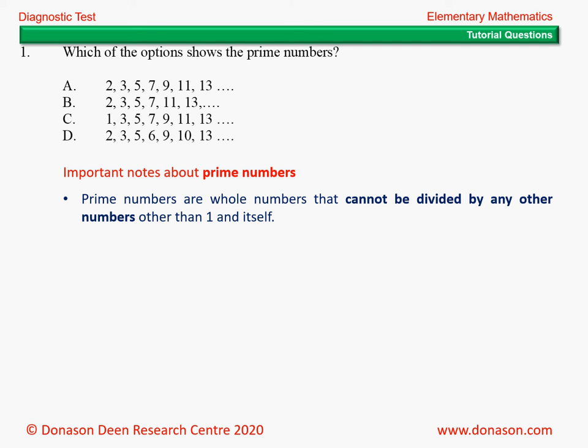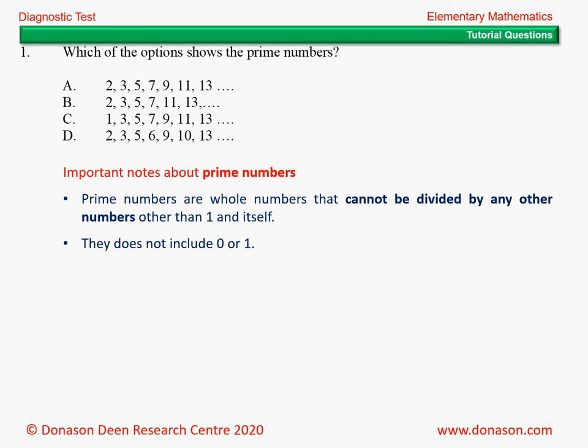But of course, if we go by that definition, 1 as well as 0 also qualifies, by the definition that 1 cannot be divided by any other number except itself. So you must remember that 1 is not considered a prime number, even though it cannot be divided by any other number. And the same goes for 0.